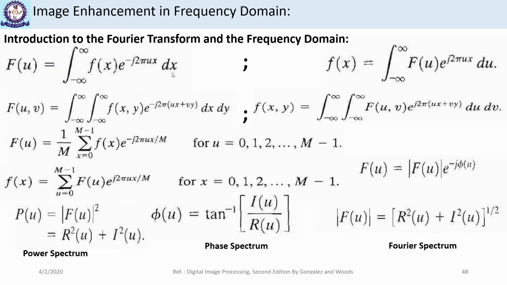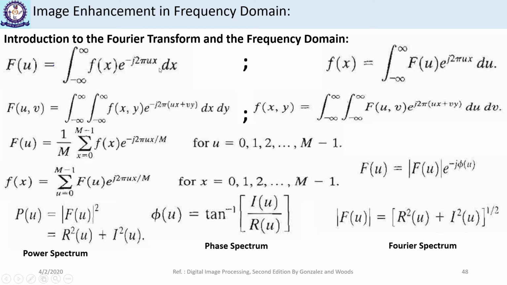Hello all, welcome to the next video on image enhancement. In this lecture we will discuss image enhancement in the frequency domain. In the last two videos we have discussed image enhancement in the spatial domain. So to come from the spatial domain to the frequency domain we would require a tool. That tool would be the Fourier transform. So the Fourier transform would get us from the spatial domain to the frequency domain.